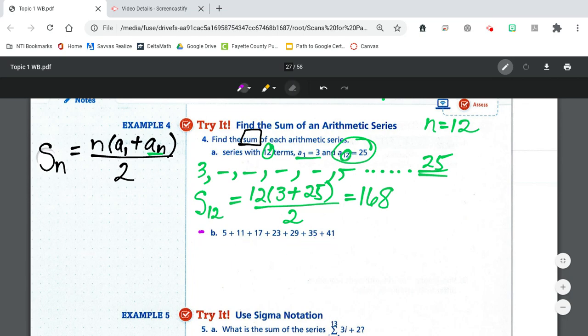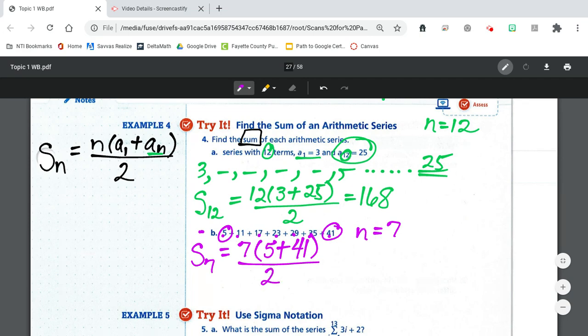Then I can apply that sum formula. So I can say the sum of the first, I need to count how many terms there are. 1, 2, 3, 4, 5, 6, 7. So n is 7. The sum of the first 7 terms equals, there are 7 terms, the first term is 5, the last term is 41, all over 2. Then I'll do that math. I'll get 161. Now, pause the video. Add up those numbers on your own. Do you get 161? Is it the same as the magic number we got with our magic formula? Pause and see.